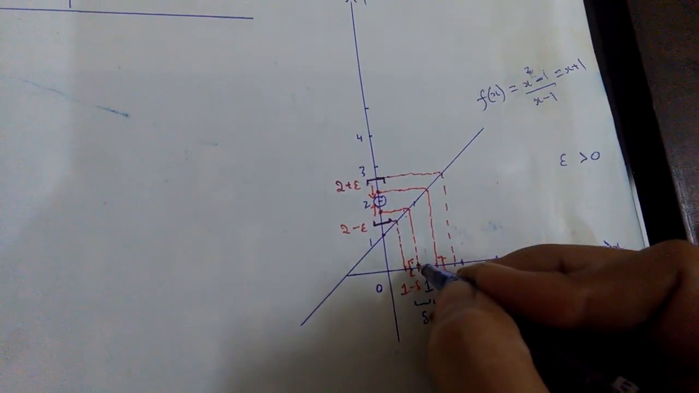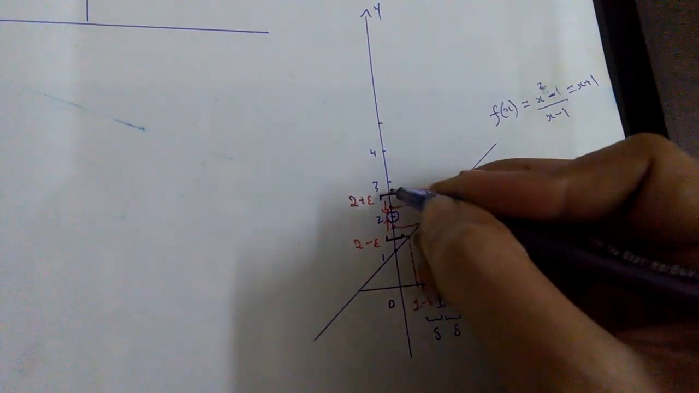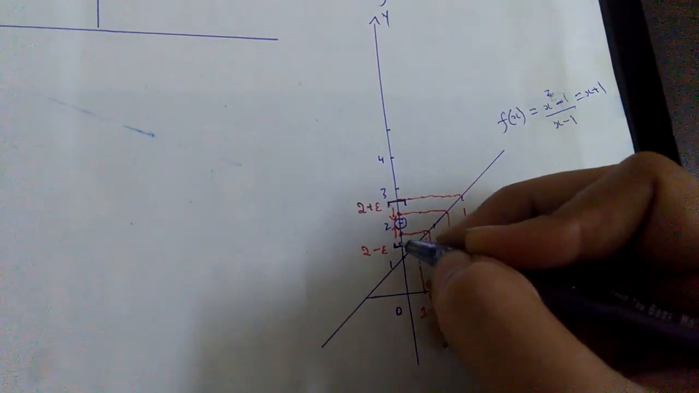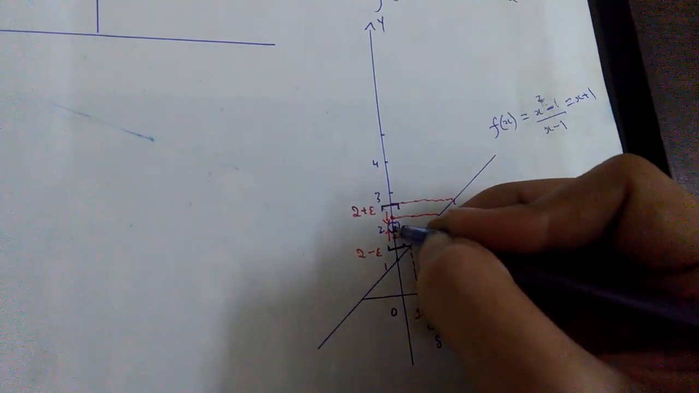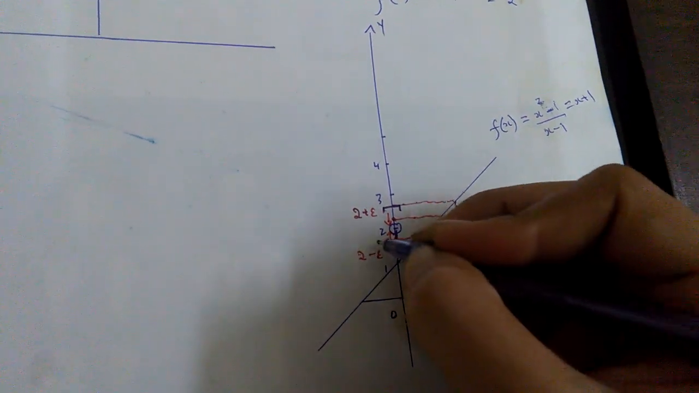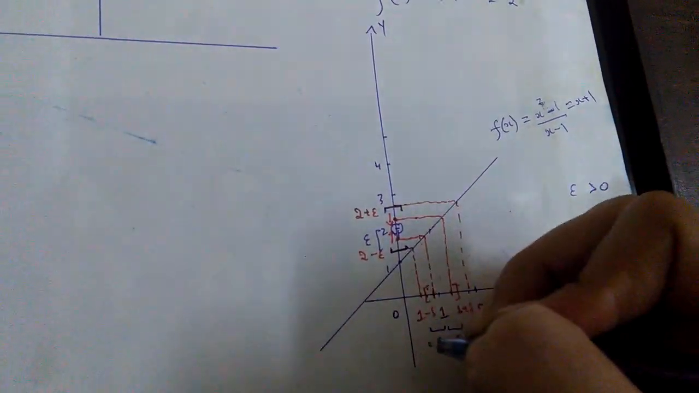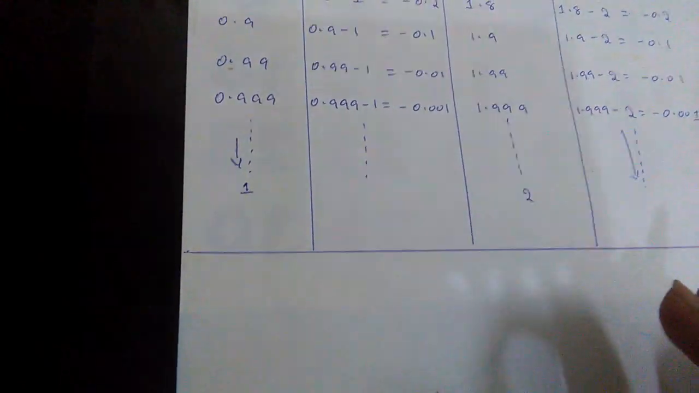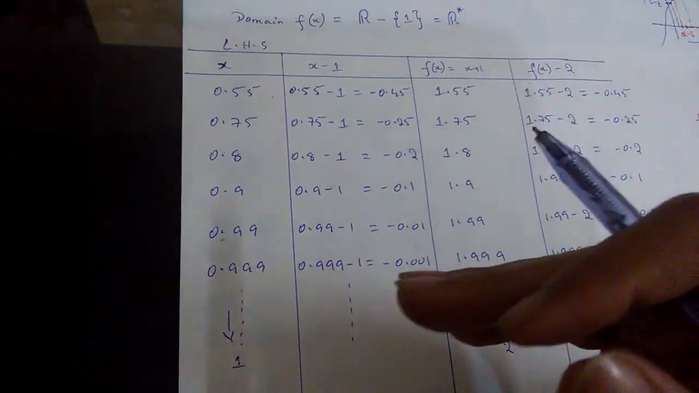Once you're picking such values of x, then your y values are lying within this interval, okay? You can see that your f of x minus 2, this distance is lesser than your epsilon distance, okay? I hope it's clear. So now the same approach we are going to take from the right hand side.